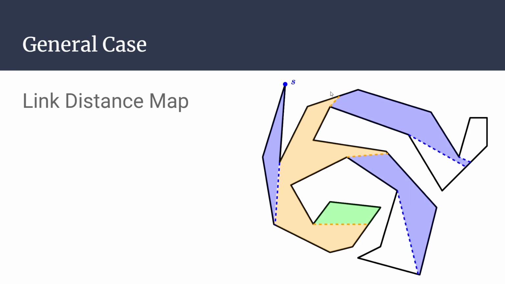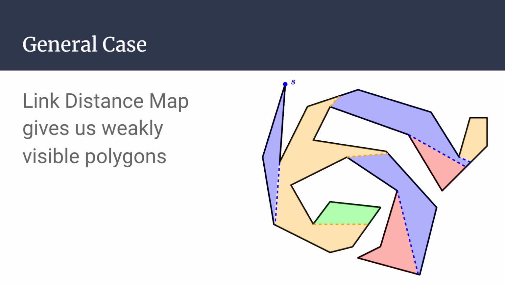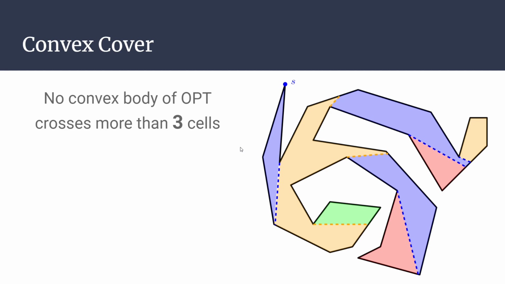And we just keep advancing the front until we've partitioned the entire polygon. This actually gives us a set of weakly visible polygons. As you can see, all of this orange region can be seen from this blue window. A nice property of this link distance map or window partition is that no convex body can cross more than 3 of the cells.